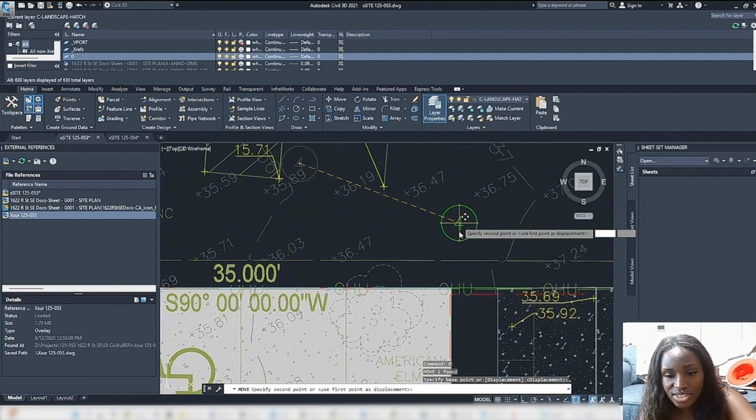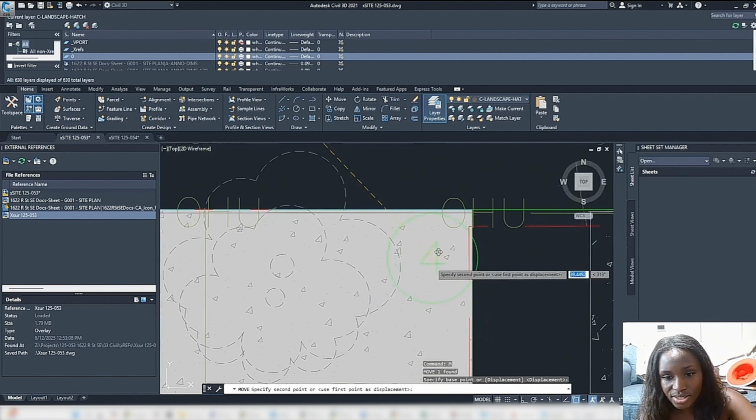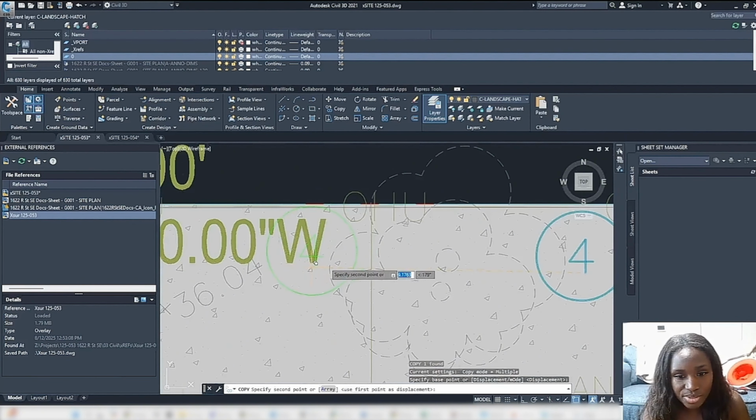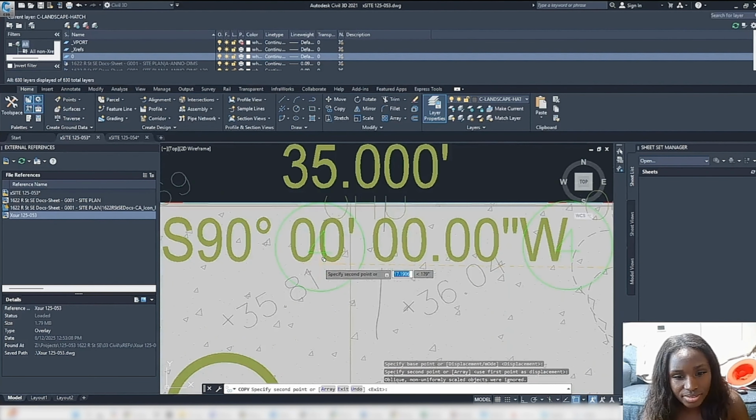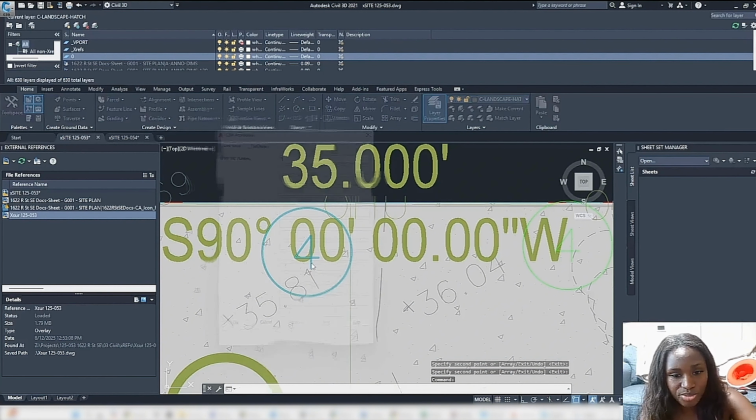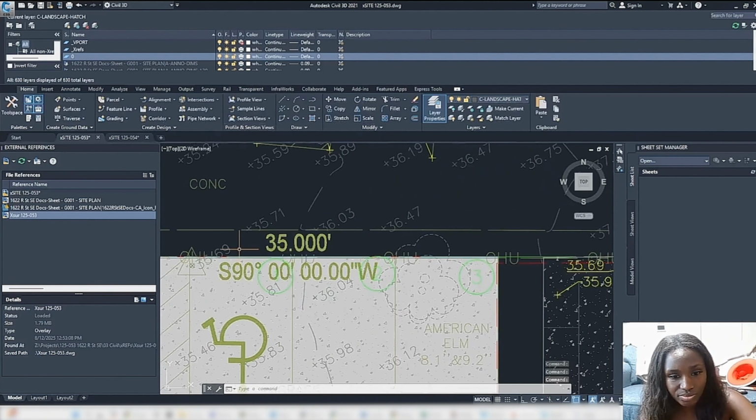Another thing that I did start doing as well is adding the parking space number. I don't think this is a good location to put it, but I'm going to move it for a second because this is going to overlap, so I'm moving it.